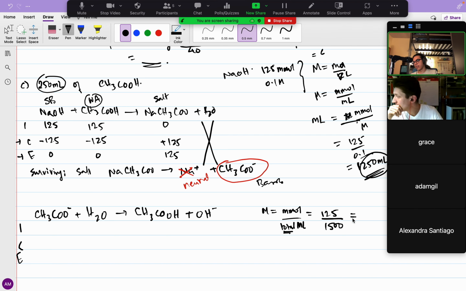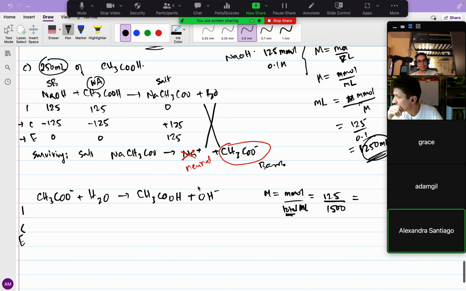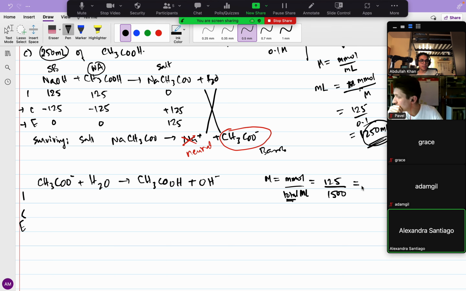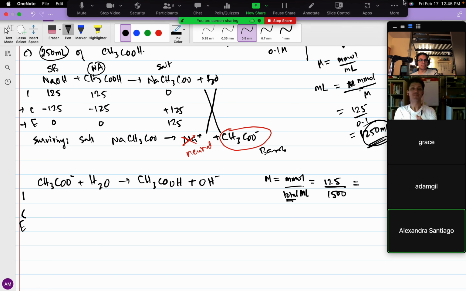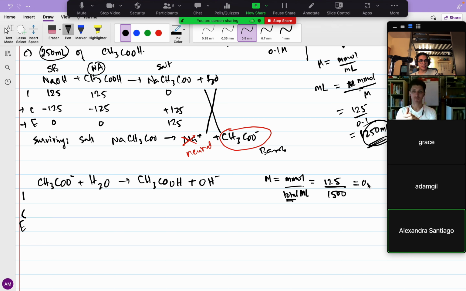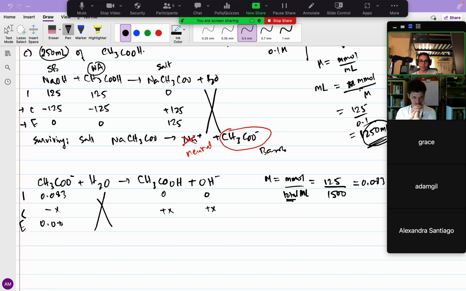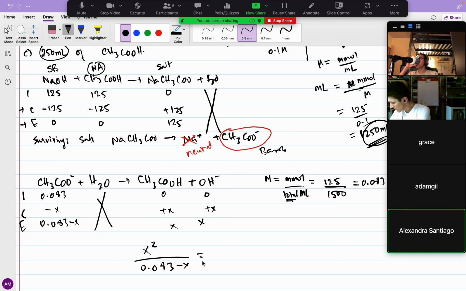Can you calculate that for me real quick? Regular notation is fine. 0.083. Perfect. All right, business as usual. 0 minus x, plus x, plus x, just like you would do a solved question. X and x, and so x squared over 0.083 minus x equals Ka or Kb, Alexandra? Kb.